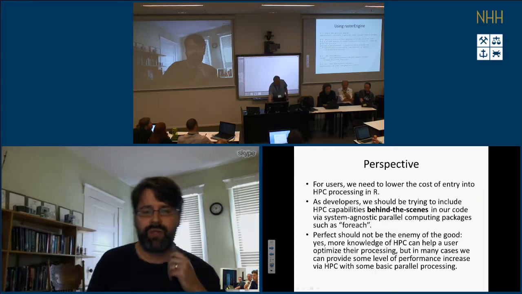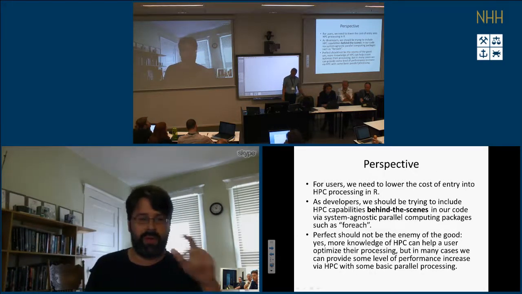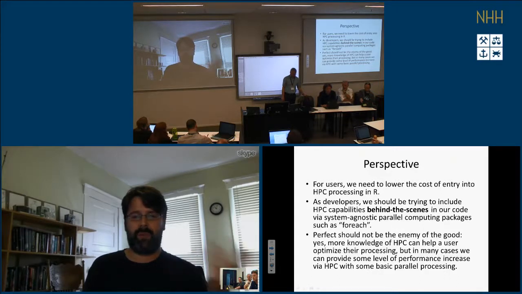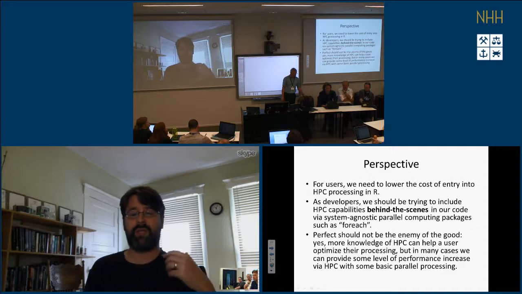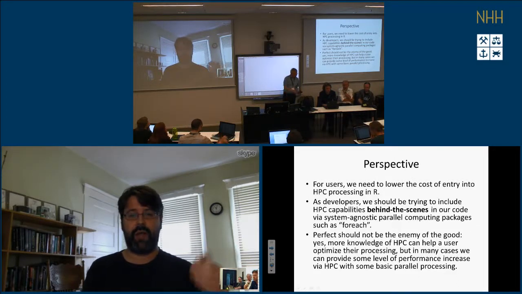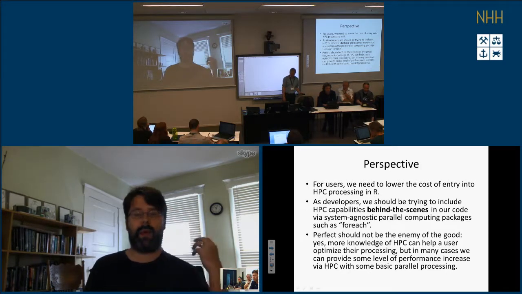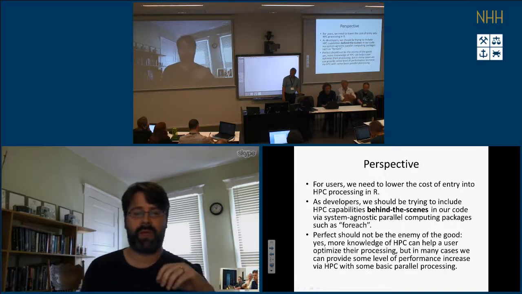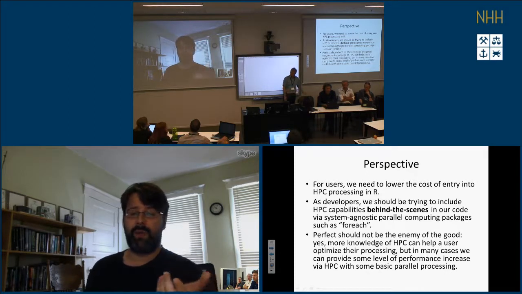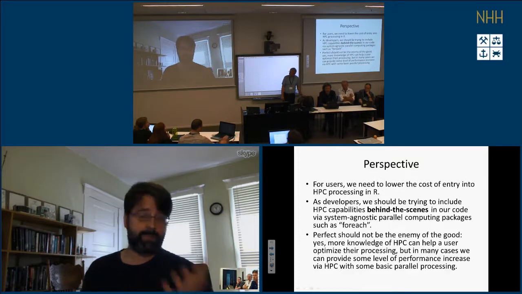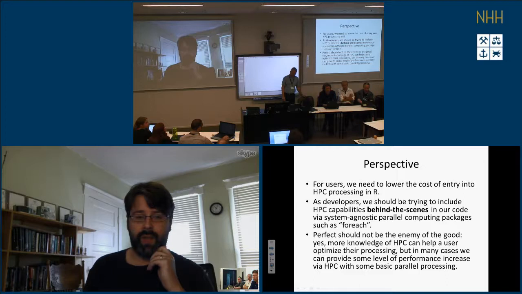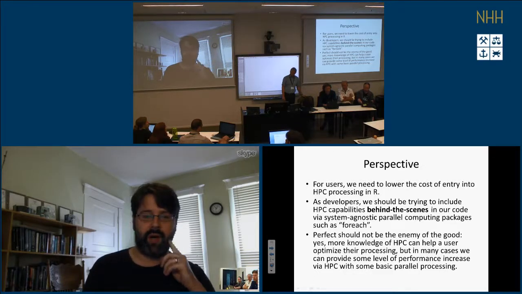Next slide, please. So just to finalize this, I'll make one other comment. I wrote an additional slide, but you guys don't have it. Just a couple pieces of perspective. I think one of the things we need to be thinking of when we're implementing high-performance computing for GIS is that we really need to lower the cost of entry. I would not assume your users know anything about parallel processing, so as much as you can remove that worry from their perspective and put it into the code, that's going to benefit everyone. So implement these high-performance capabilities behind the scenes, particularly in system-agnostic parallel computing packages that can run on any infrastructure. If a person has a single computer or a cluster computer, there are ways, primarily with foreach, to make it work on all of them. And I kind of mentioned that the perfect should not be the enemy of the good.